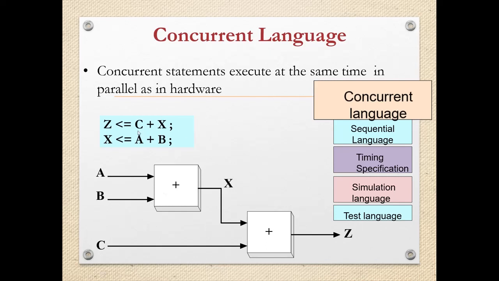In the same fashion, if we write two statements in this VHDL language, that Z, that is the final output, is assigned a value C plus X and this X is assigned a value A plus B. Concurrently means at the same time both the statements will be executed.